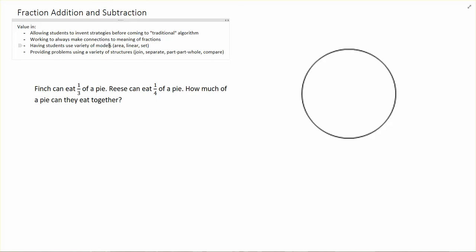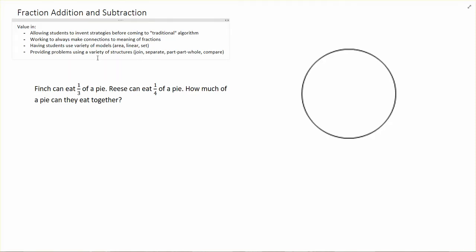We also want to have students use a variety of models, and we talked about using models and the value of that with whole number computation. Also very, very valuable with fractions. Models like area models, linear models, set models, trying to get students to think about problems with all those different models, and context that makes sense with the models is a valuable thing.